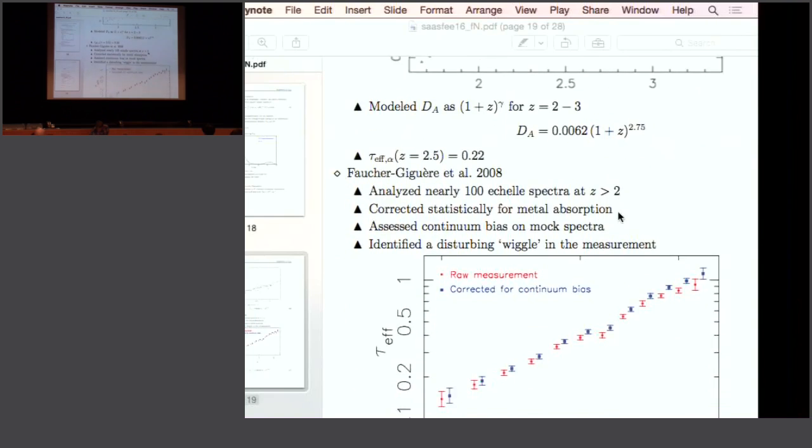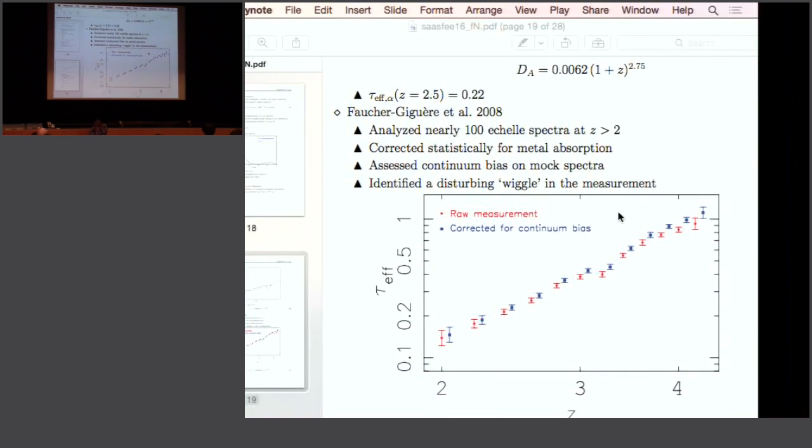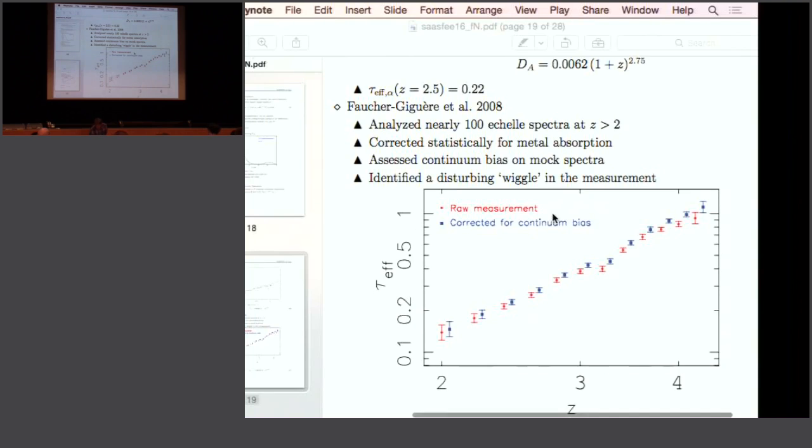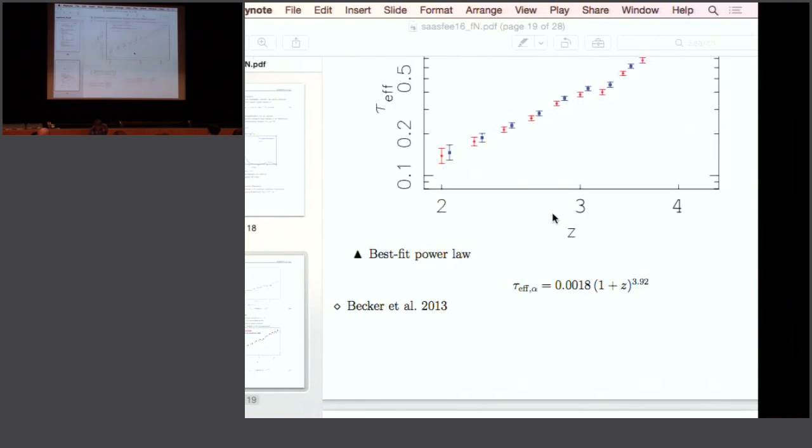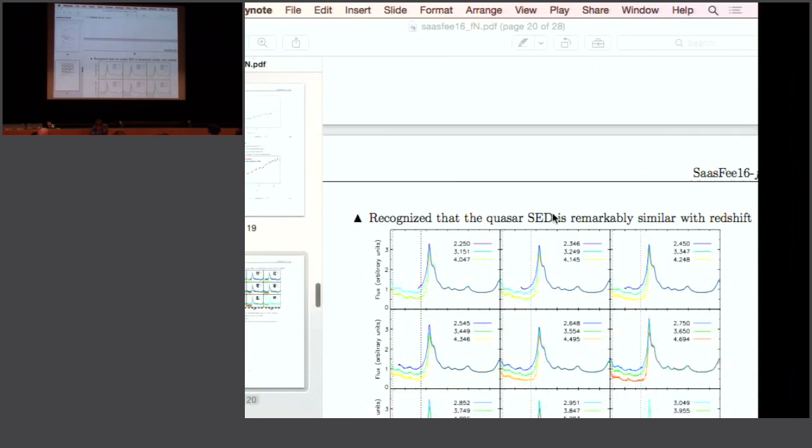The next heroic effort was performed by Claude-André Fauché-Giguère, who took about 100 Echelle spectra, also fitted the data by hand within the Lyman-alpha forest to assess the effective opacity ranging from 2 to 4. There are the main results. So a few tenths up to nearly unity as we hit a redshift of 4. And his best fit power law.